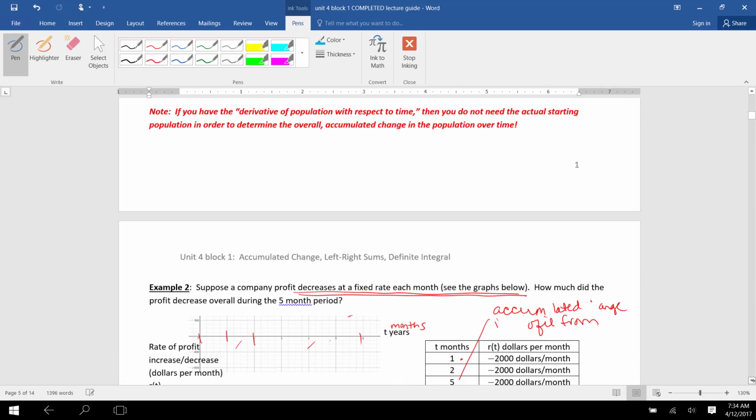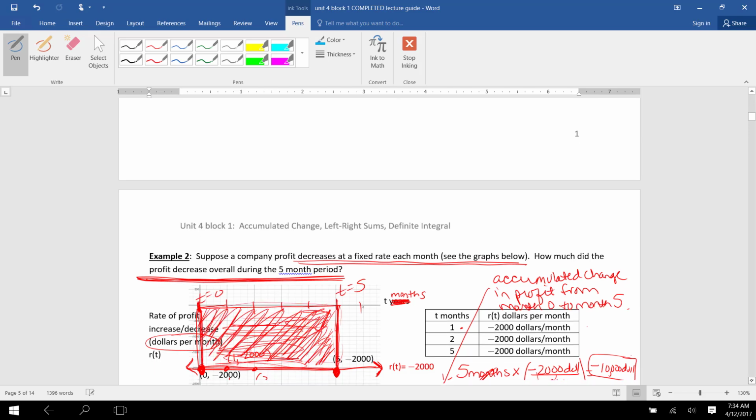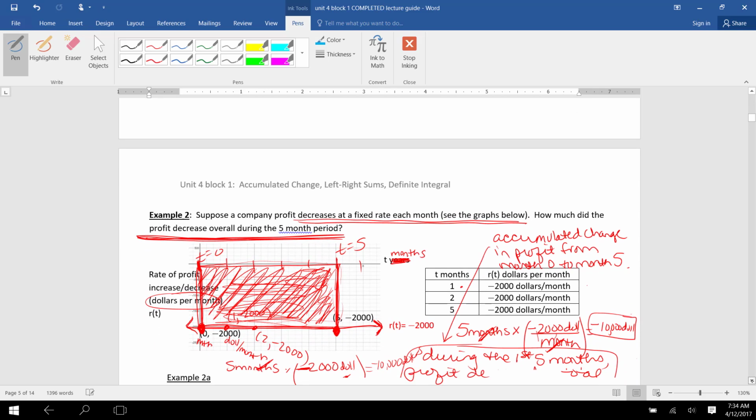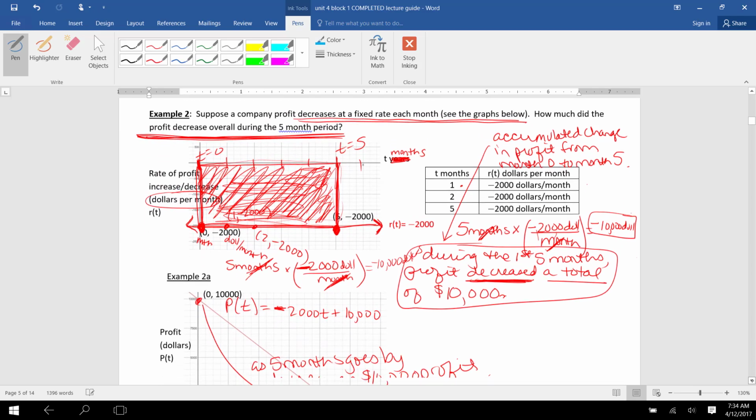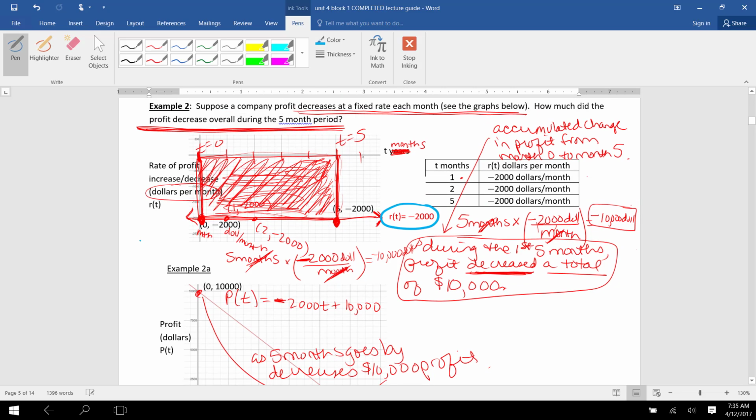So in example 2, we were given a rate function. This time our rate function was a constant function. R of t equals negative 2,000. It's a constant function below the x-axis. What we calculated was the integral from 0 to 5 of r of t dt. The definite integral gives us the accumulated change in the original function. The accumulated change was that the profit went down 10,000. We count that area as negative because it's below the x-axis. So the integral of r of t dt on the interval from t equals 0 to 5 is negative 10,000.